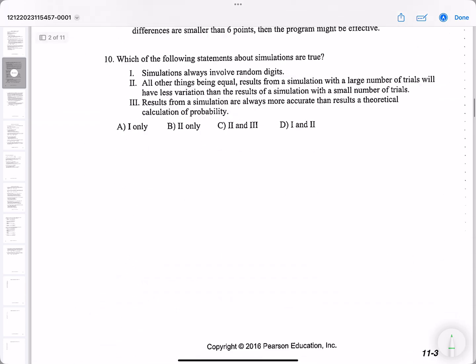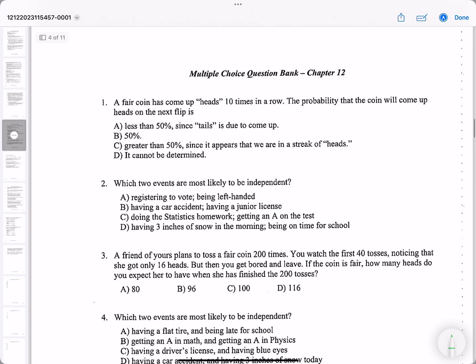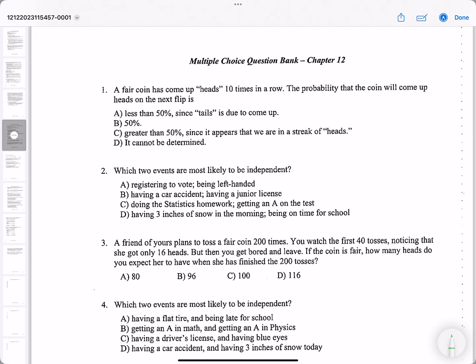Okay, we're going to jump down to Chapter 12, and I'm going to help you with the next couple problems. So Chapter 12: a fair coin has come up heads 10 times in a row. The probability that heads is going to flip up next is 50%, because it's heads or tails, 50-50. Each flip doesn't affect the next. If I flip a coin, I get 50% heads and 50% tails, and it doesn't matter how many times I flip it. Each time I flip it, I have a 50-50 chance of getting heads or tails. So that answer is going to be B.